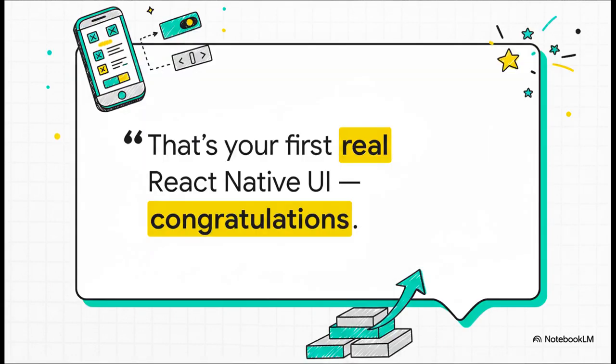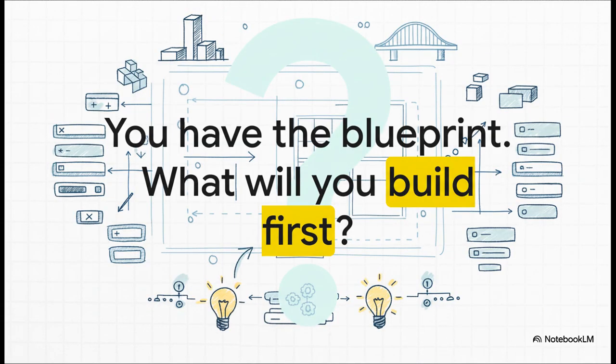And with that knowledge, you've officially done it. That is your first real React Native UI. So congratulations. You've gone from just theory to actually building something tangible you can see and interact with. So there you have it. You've got the blueprint. You understand the core pieces that you need to create a user interface from scratch, all with JavaScript. The only question left is, what are you going to build first?